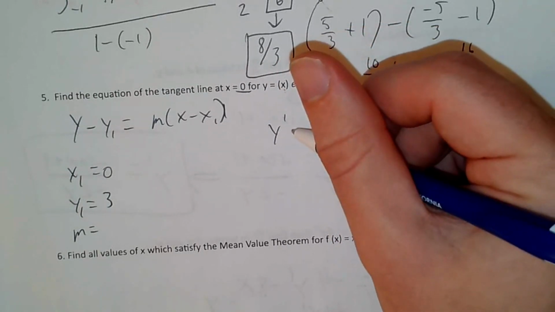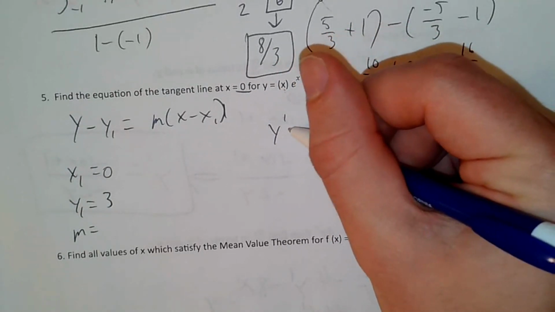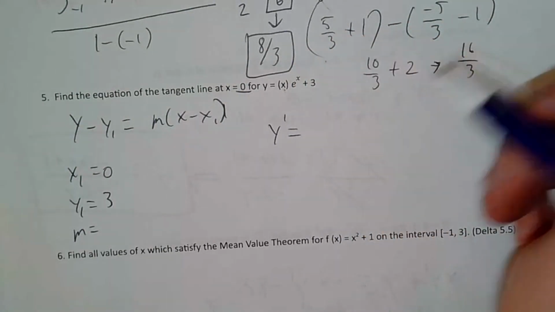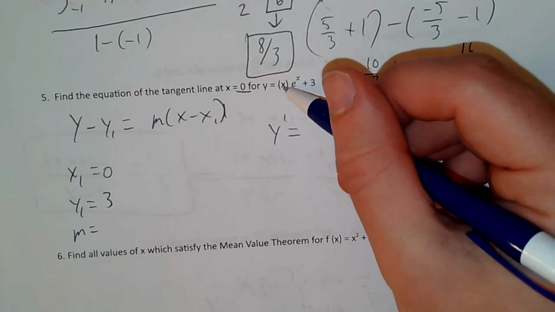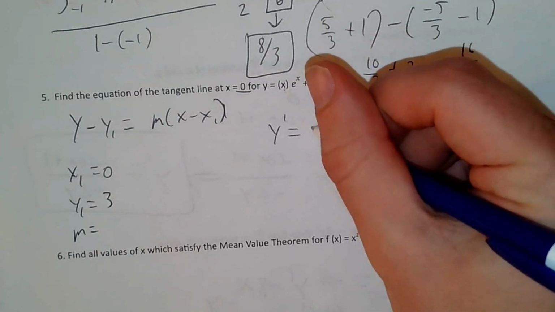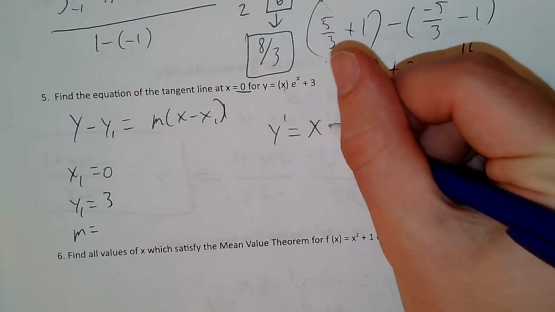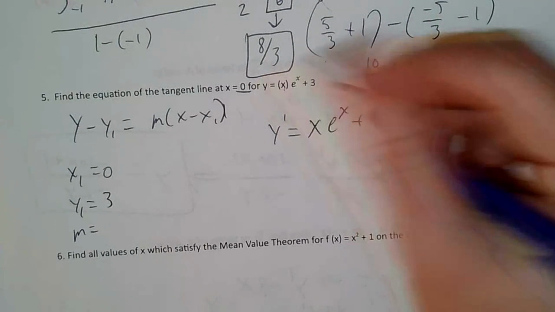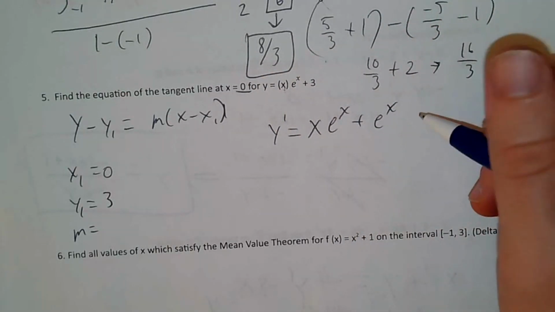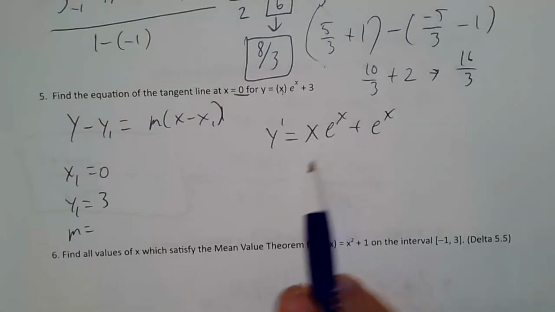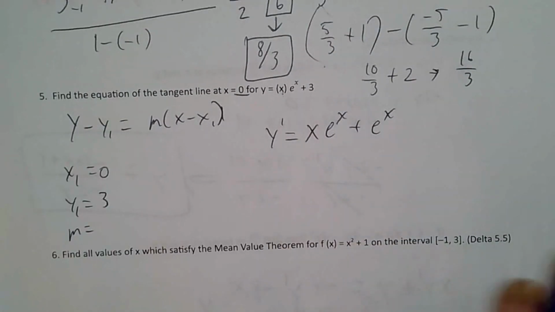And y prime is lefty right plus righty left. So its left is x, derivative of e to the x is e to the x, plus right, e to the x times derivative of that is just 1, so it's just e to the x, and then plus 0. Again, just to recap that, derivative of 3 is 0, that's gone.